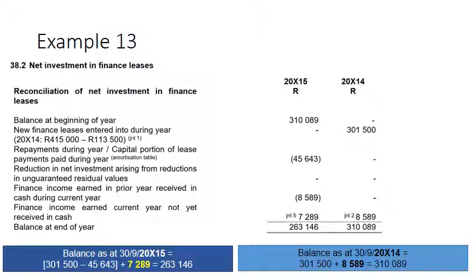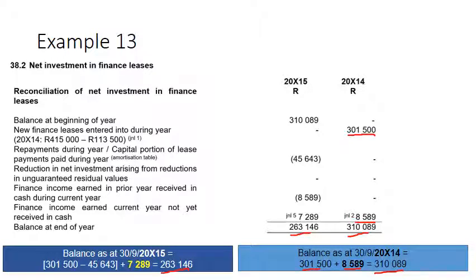In our reconciliation of the net investment in the finance lease, these amounts that we have now calculated as the closing balances will be the closing balances in our reconciliation. For 20x14, we started with a 0 balance and then we entered into the lease and our initial recognition was 301,500. To that we added the 8589. So we can see that this reconciliation is exactly the calculation that we did to get to our closing balance.